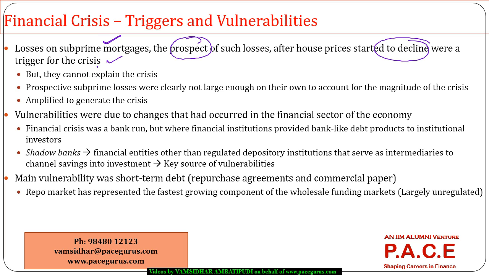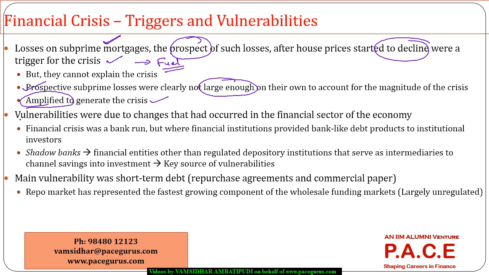But the volume, the amount, is too small to create a global financial crisis. Now, what we are saying is this has actually triggered. This was the initial fuel to the crisis. Because this alone is not the crisis. The prospective subprime losses are not large enough that on their own they created the crisis. They only amplified or exaggerated the situation in such a way that it caused the crisis.